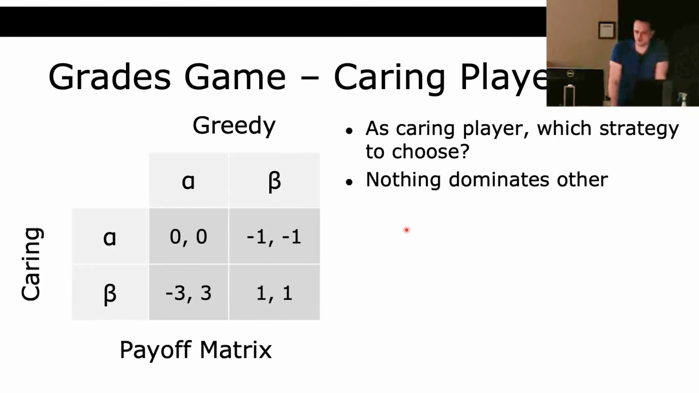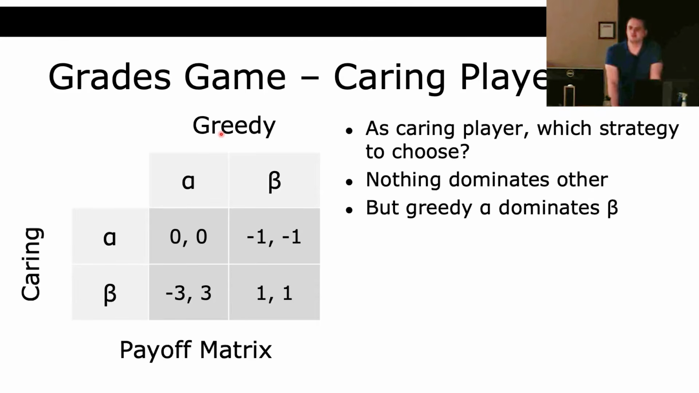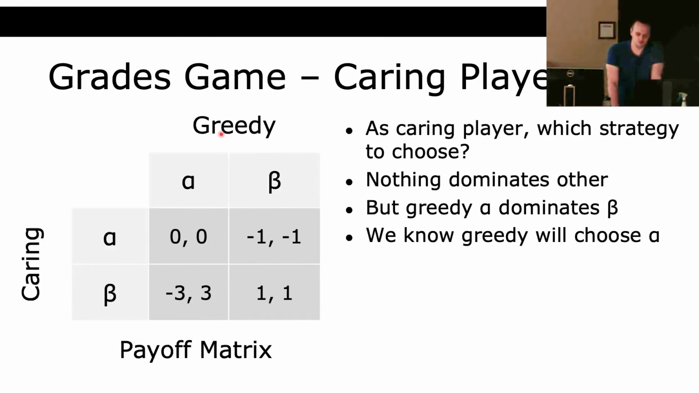Well, this is a situation where we do have some other information that we should consider, because this is no longer a symmetric matrix, right? Before, it was symmetric, meaning that if there's no dominated strategy for me, then there's no dominated strategy for the other player either. But let's have a look from the point of view of the greedy player, in which case alpha dominates beta for the greedy player. So if we assume that the other player is rational, we know that they will choose alpha because it's strictly better than choosing beta in all possible cases.